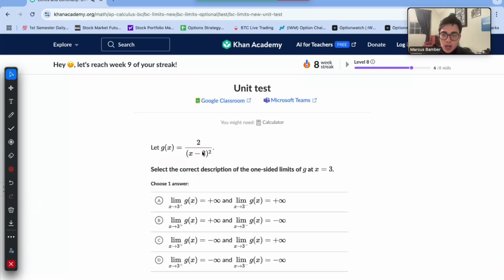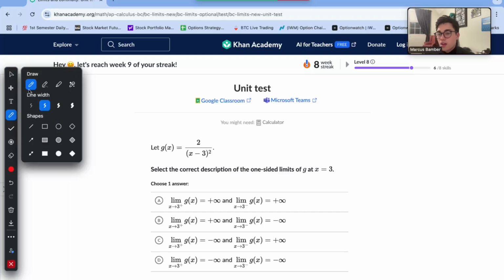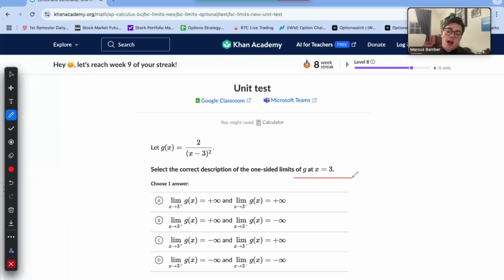Okay, another question here. Let g of x equal 2 over (x minus 3) squared. Select the correct description of the one-sided limits of g at x equals 3. So how I would describe this, I would simply substitute in an x value to the right of 3 and an x value to the left of 3, and then evaluate. Are we going to be increasing at an increasing rate or decreasing at a decreasing rate, or something else? Let's test that. Let's start with 4 and then 3.5 to represent approaching from the right side.